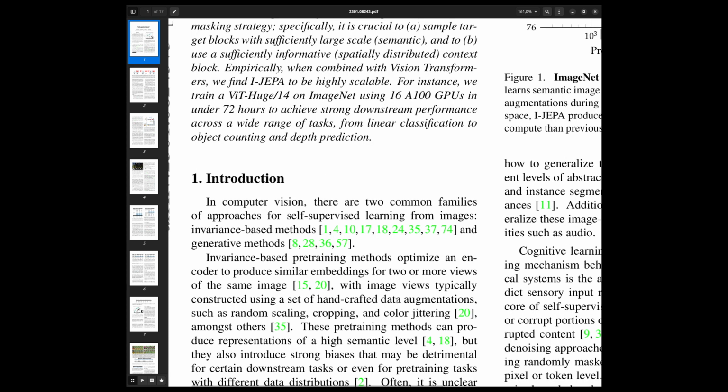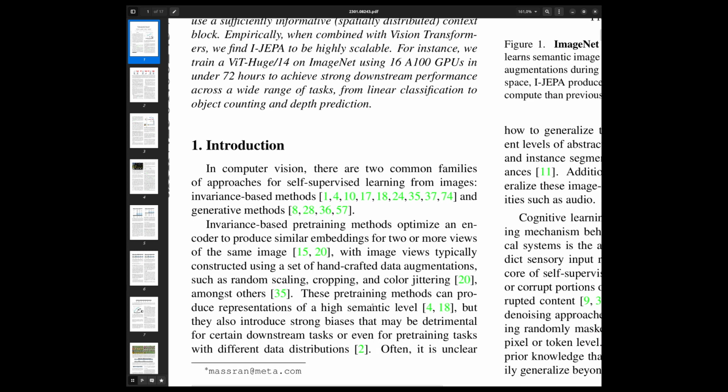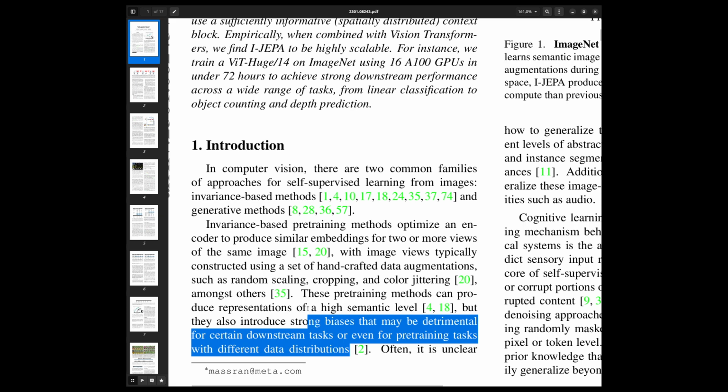Invariance-based pretraining methods optimize an encoder to produce similar embeddings for two or more views of the same image, with image views typically constructed using a set of handcrafted data augmentations: scaling, cropping, jittering, and others. These pretraining methods can produce representations of a high semantic level, but they also introduce strong biases that may be detrimental for certain downstream tasks, or even for pretraining tasks with different data distribution.